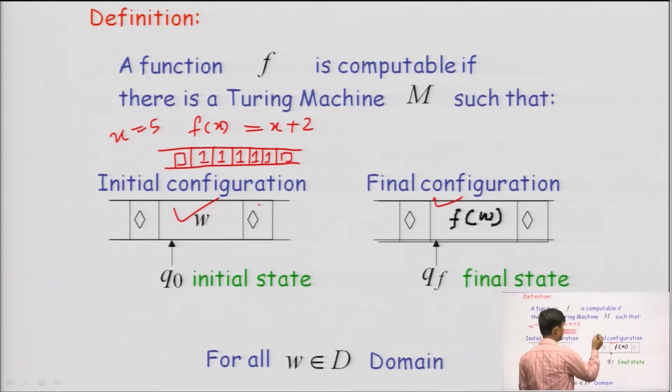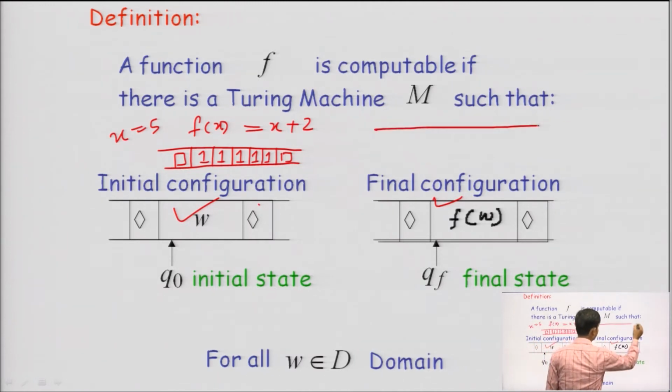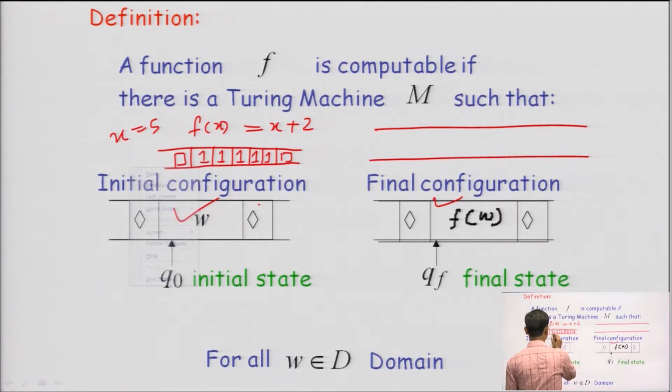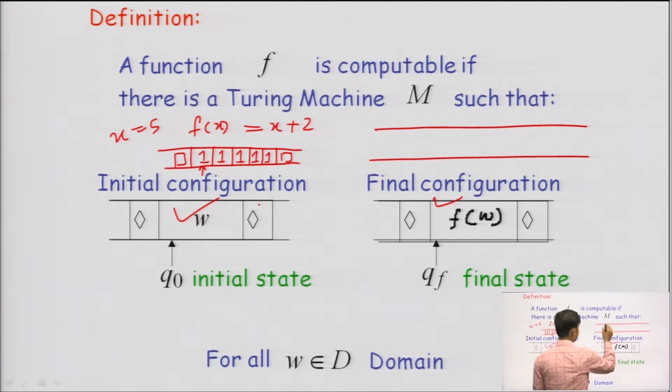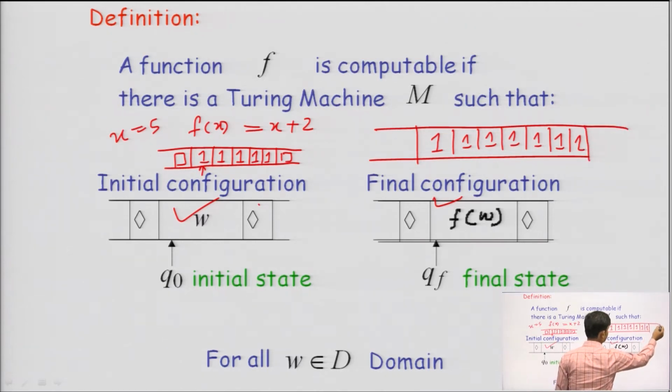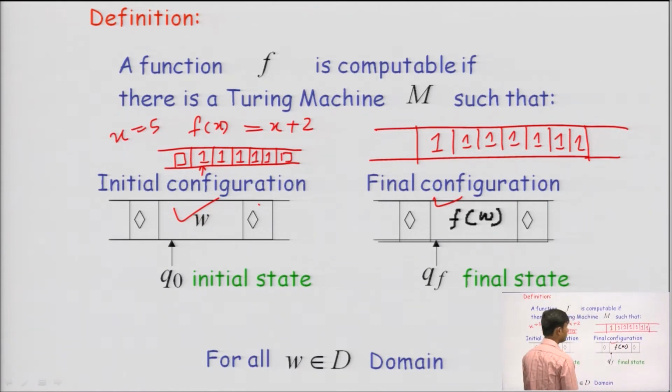What would be the final configuration? It means you have to start from q0. Suppose we start from q0, as in any diagram, you have to start from the initial state, and the tape has 1 1 1 1 1 1 1. This is the final configuration. So, this part is f(w).